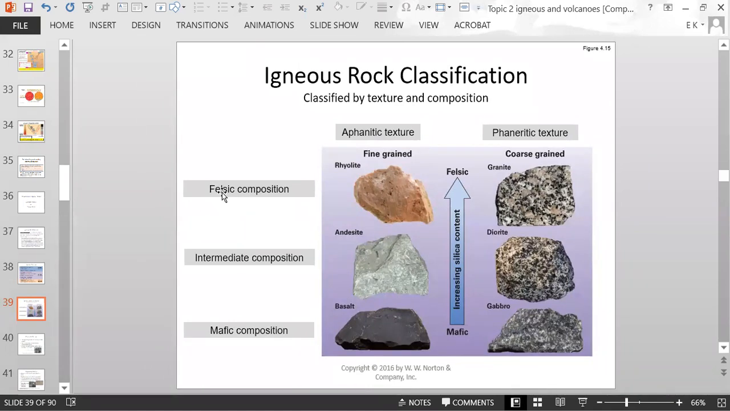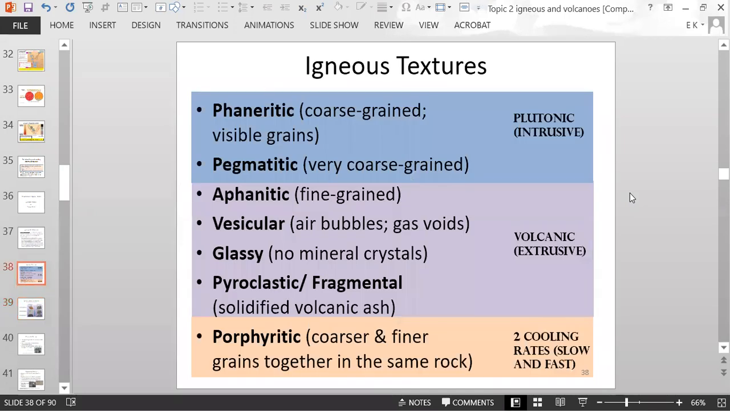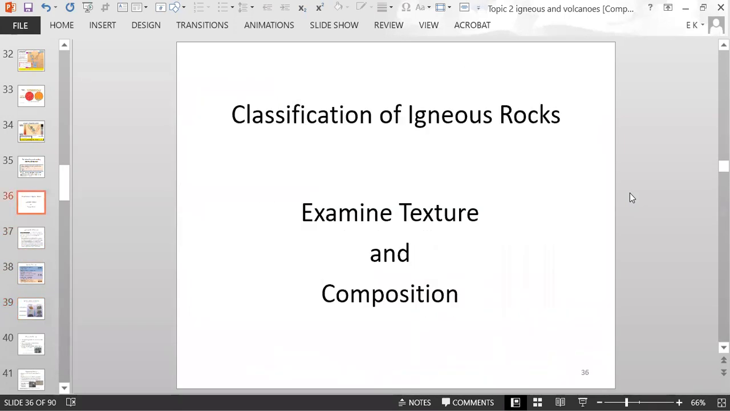And then they also divide it by composition. So like the top two are felsic, then the middle one, they're intermediate composition, and the bottom two are mafic. So when I said here, for classifying igneous rocks, it's related to texture and composition. So composition we discussed earlier in this lecture, the felsic, mafic, and intermediate.